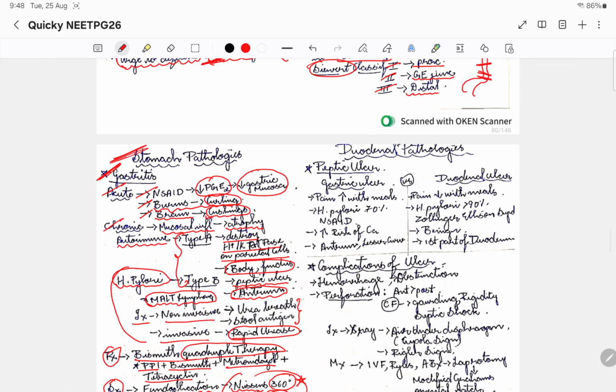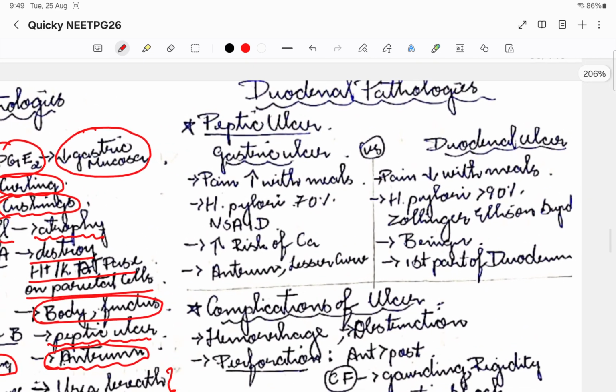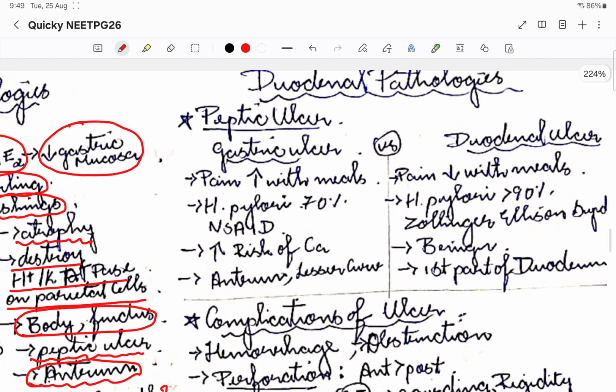Now we'll move on to the duodenal pathologies. Here in duodenal pathologies, the main thing is ulcers, right? The peptic ulcers. I was telling about gastric ulcers, right, the H. pylori and all. So we'll have to differentiate between duodenal ulcer and gastric ulcer.